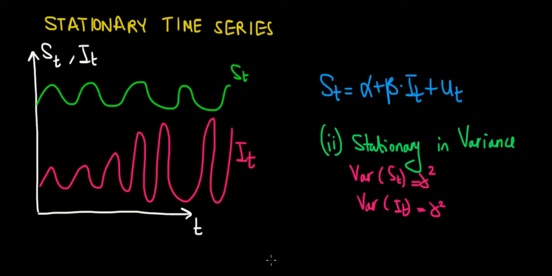Let's have a look at what it means to have stationary invariance in time series. What this relates to is the concept of homoscedasticity from the regular regression line. When we speak about stationary invariance, it means the variation of that variable across time must stay around a constant value. For instance, we have here the two variables, the sales and the inventory across time.